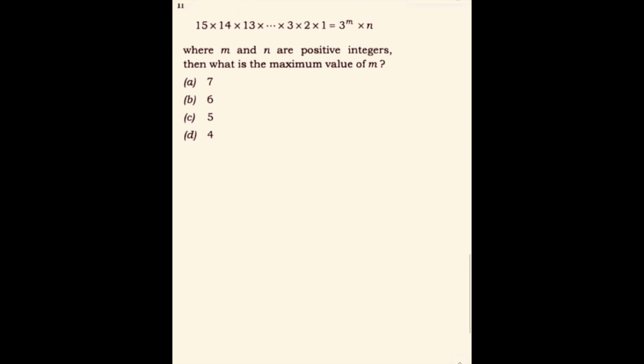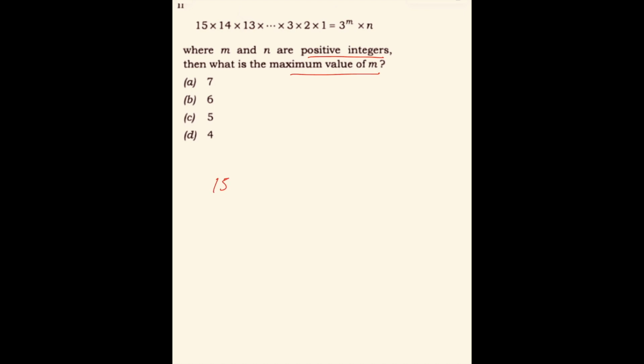Moving to the next question, it says if 15 into 14 and so on down to 1 is equal to 3 to the power m into n, where m and n are positive integers, what is the maximum value of m? So we have to find the maximum power of 3 in this. How can we find the maximum power? We will write down these numbers and see what powers are there.